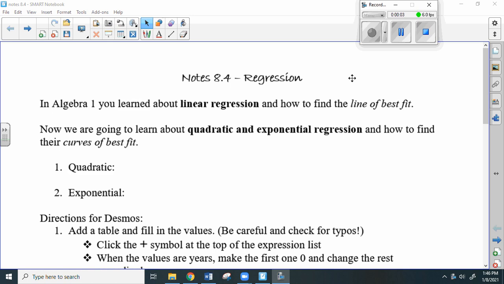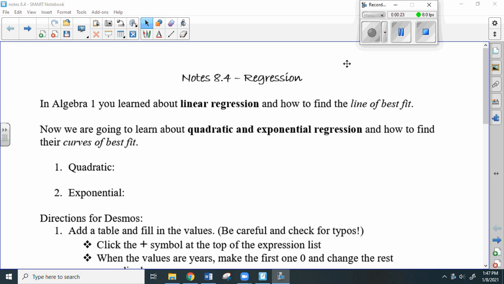Hey guys, in today's lesson, we're going to look at the last set of notes in Unit 8 on regression. Okay, so what is regression? Or let's talk about the fact that you've actually done a little bit before.